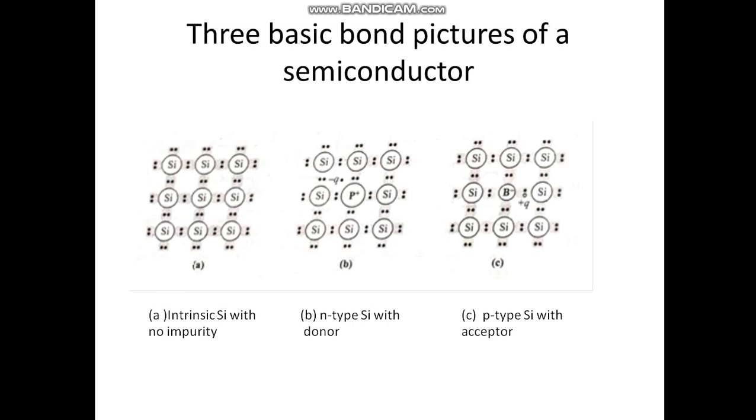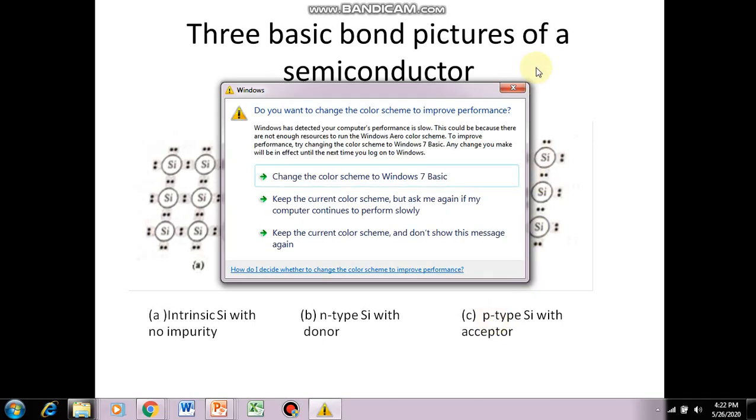The three basic bond pictures of a semiconductor are shown here. In the first figure, we have the intrinsic silicon semiconductor without any impurity. In the second figure, we have silicon with n-type doping, that is, we have added phosphorus, which is pentavalent and therefore gives an excess of electrons. In the third figure, we can see p-type silicon, where the silicon is doped with boron, that is trivalent, having excess holes.